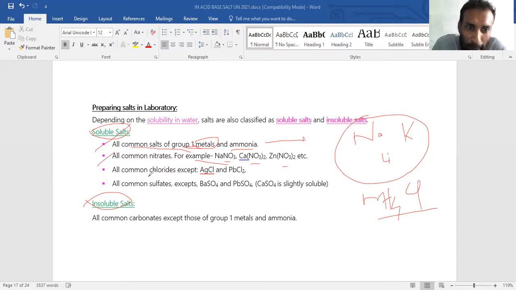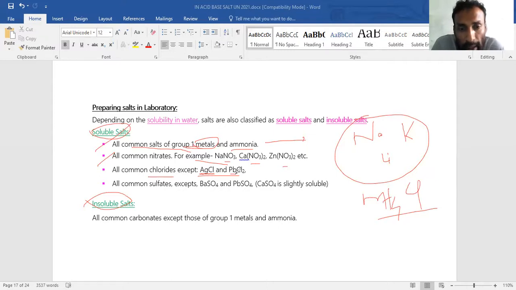And about chloride salt: chloride salt means salts of hydrochloric acid. From hydrochloric acid, we make chloride salt. If a chloride ion is there, except two, you just get two exceptions. These are silver chloride and lead chloride. Except these two, which are not soluble, all other chlorides are soluble. I mean, with silver metal and with lead metal, chlorides are insoluble.